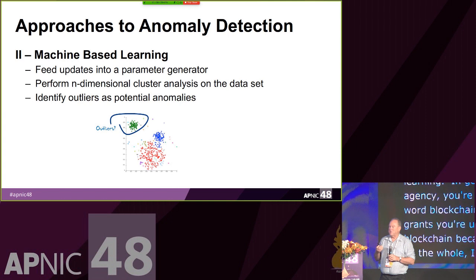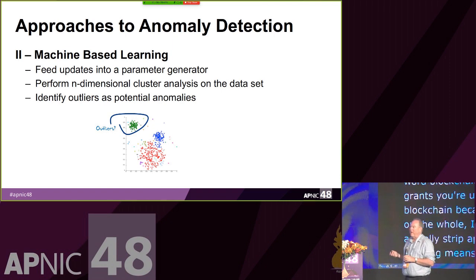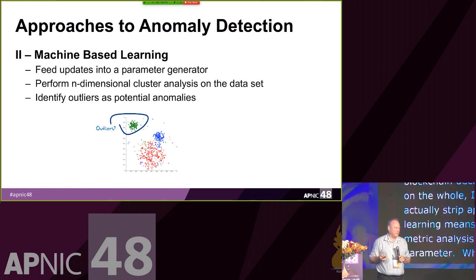If you actually strip apart what most of this machine-based learning means, you do some kind of n-dimensional parametric analysis. How long is the AS path? That's a parameter, length of AS path. What's the size of the prefix? That's a parameter, et cetera, et cetera, et cetera.